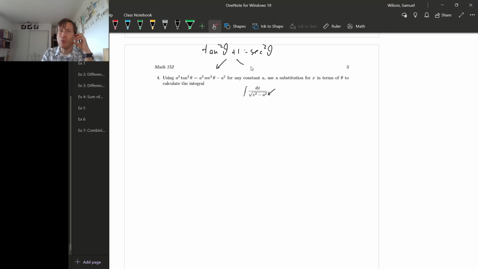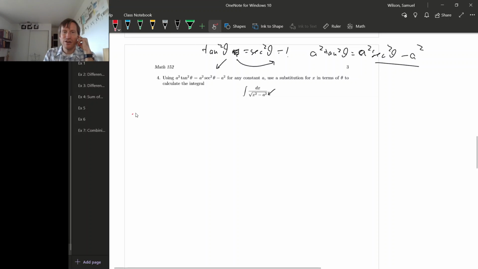We can just move the 1 to the other side, right? And then we have a difference of squares equals a perfect square where the minus sign is on the constant piece. And then, of course, if we multiply everything through by a squared, we get a squared tangent squared theta equals a squared secant squared theta minus a squared. And now, right, we're set up for a trigonometric substitution.